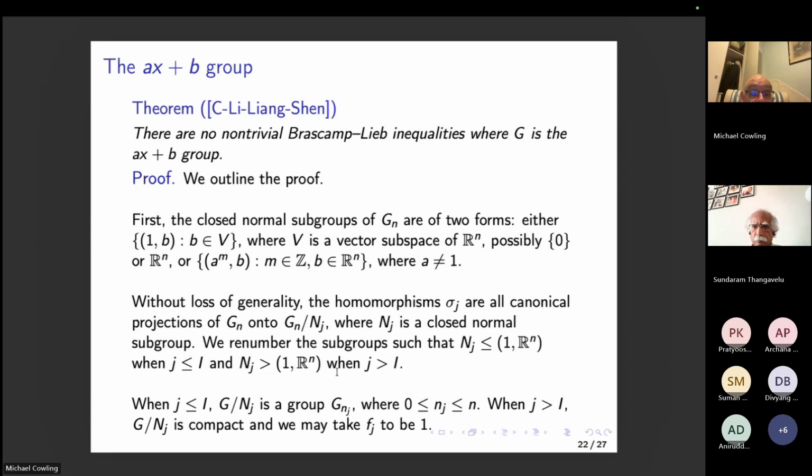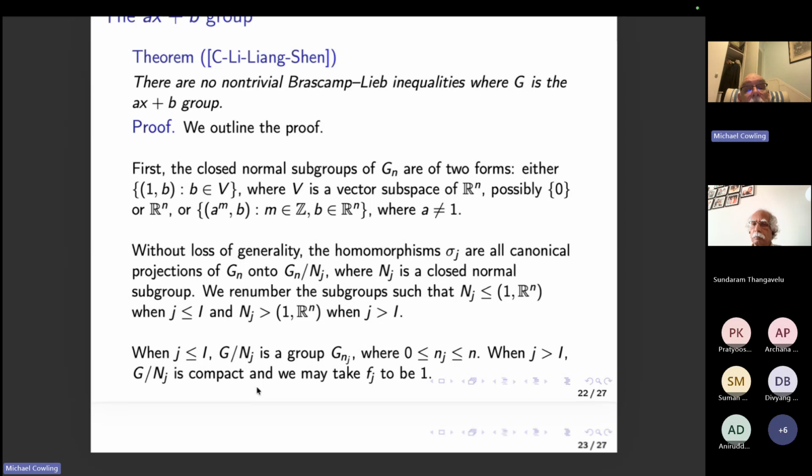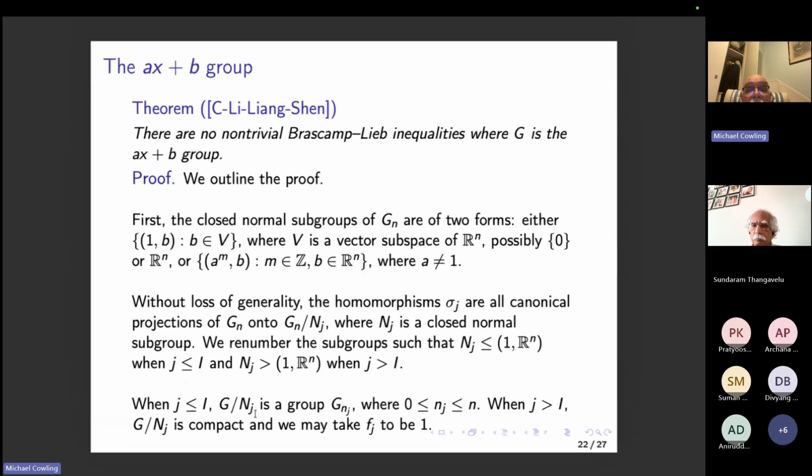Now, when j is less than or equal to I, G over nj is a group. It's actually another AX plus B group, but we were looking at elements 1b, where B was in Rn, but then when we divide out by some vector subspace of Rn, then effectively we're looking at 1b, where B is in some smaller subspace of Rn, or some quotient space of Rn.